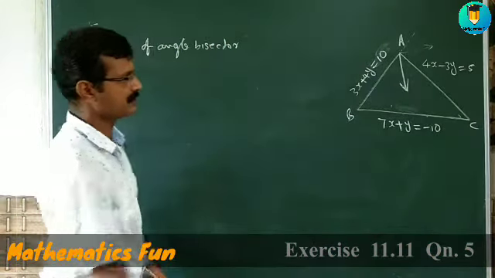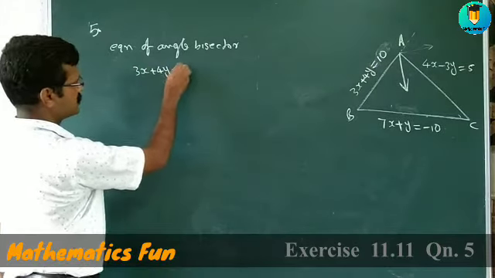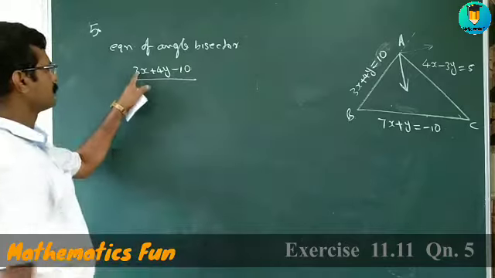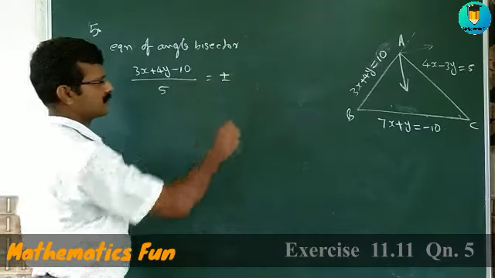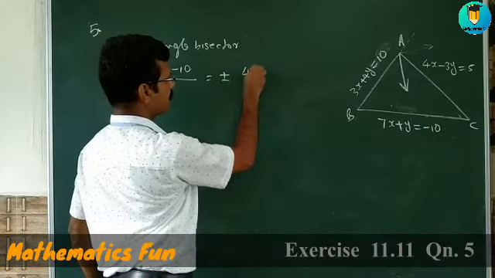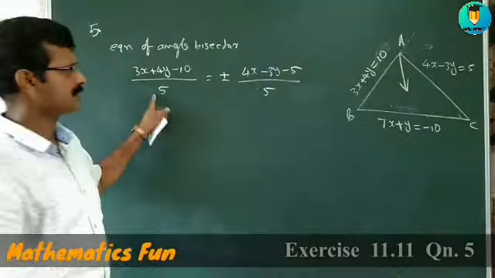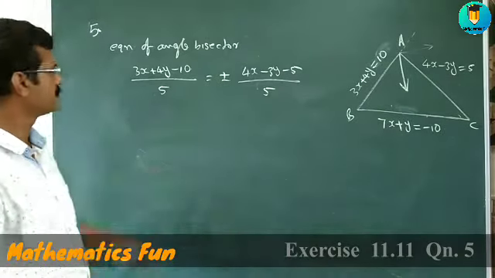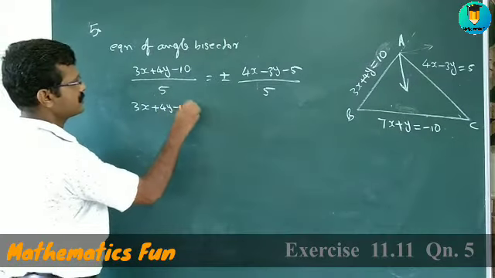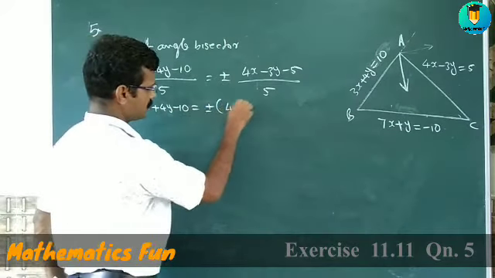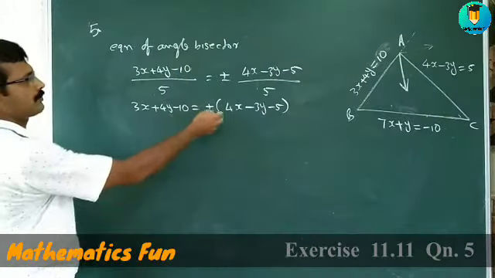That is, both the bisectors will come. (3x + 4y - 10)/√(3² + 4²), which is 5, is equal to ±(4x - 3y - 5)/5. This 5 and this 5 will get cancelled. So we are left with 3x + 4y - 10 = ±(4x - 3y - 5). I'll take the plus case first.